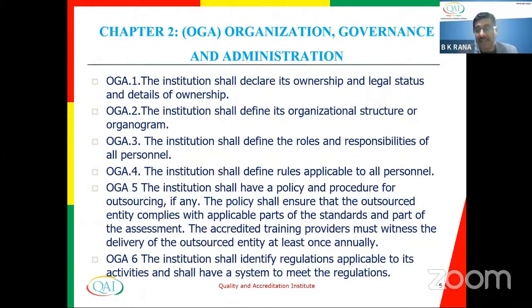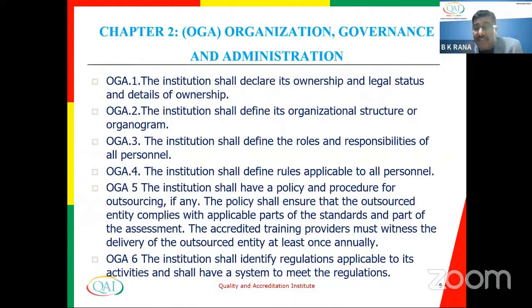Institution shall define its organization structure or organogram. The organogram is basically an important tool to give an idea to anyone who is looking at it of who reports to whom, who is accountable to whom, who is responsible for what, and what is the entire structure of the organization in terms of human resources and its related activities.